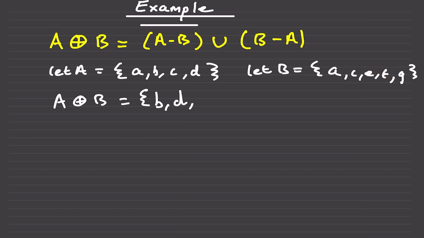Now that's unioned with B minus A, and union means unify, so all of them together. So what's B minus A? That's all the elements of B that A doesn't have, and the elements that A doesn't have are e, f, and g. Those are the only elements A doesn't have. So now we unify all of those together, or take the union of them, and you have b, d, e, f, g. And that's what the symmetric difference is.